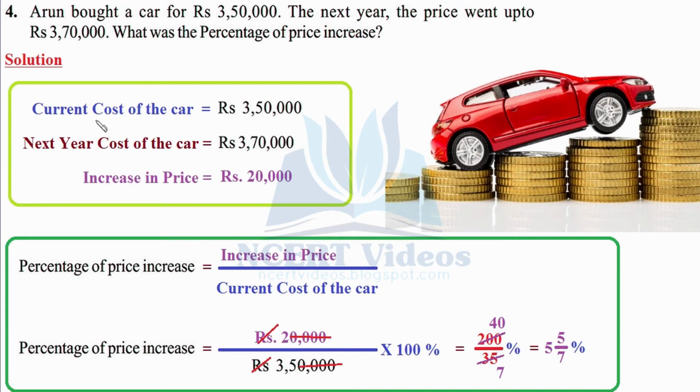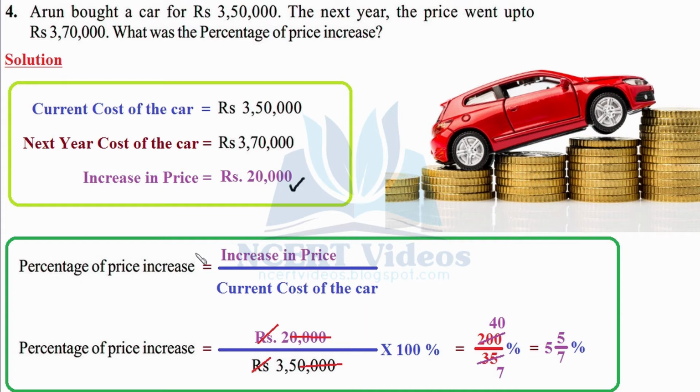In this question we are given the current cost of the car, that is equal to 3,50,000. Now after 1 year the cost of the car increases, it became 3,70,000. Now we have to find the percentage increase. So first of all we have to find the increase, then we find that fraction of increase with the original price, and we will multiply it with 100 to get the final percentage price increase. So first of all, increase in the price, simply subtraction, that is 20,000. 3,70,000 minus 3,50,000 gives you 20,000.